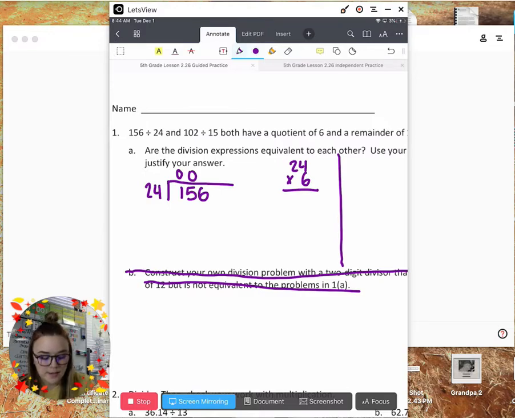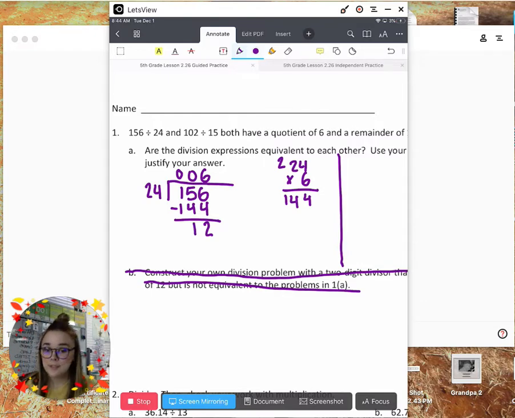So I multiply 6 times 4 and get 24. And then 6 times 2, I get 12, plus 2 more and I get 144. So I can't add another 24 onto there because then I'll go over 156. So 6 is perfect. So then I'm going to subtract. 6 minus 4 gives me 2. 5 minus 4 gives me 1.